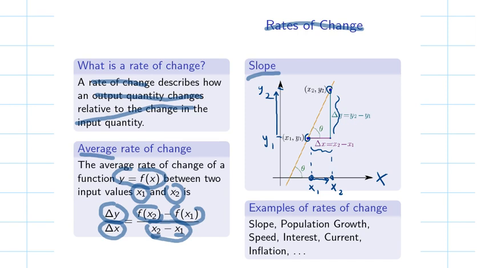And there's a lot of examples of rates of change. We just saw slope, but population growth is a change because the population is changing with respect to time. Speed, the distance you've traveled, is changing with respect to time, and so on. So there's a lot of examples, and the mathematics is the same for all of them.